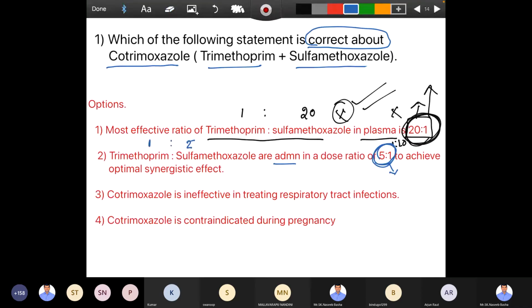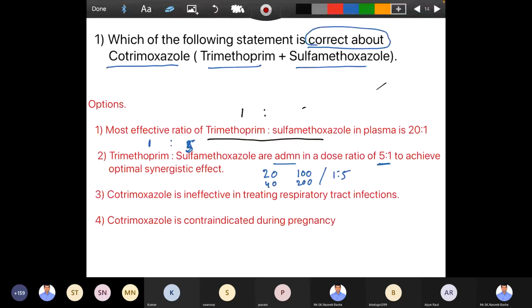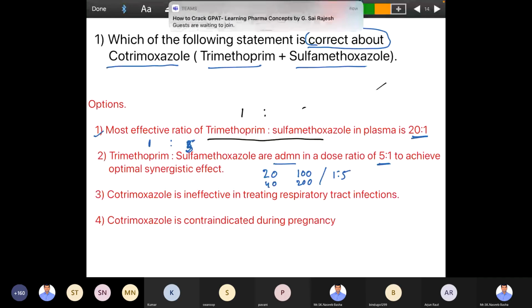If trimethoprim is given in 20 mg, sulfamethoxazole will be given in 100 mg. If this is 40, this will be 200. What is the ratio? 1:5. But what is given here? It is given as 5:1. They have purposely inverted the ratio in both the cases. Look at the top one too. This is also the ratio is inversed. So when you don't read properly, you may be tempted to write the answer for the first one or second one, but both of them are wrong answers.